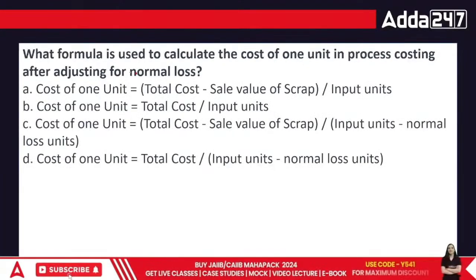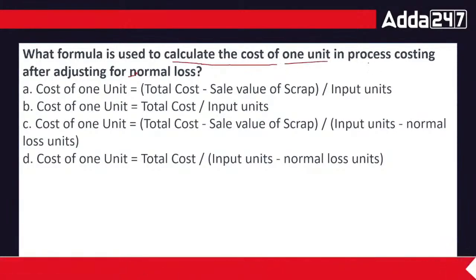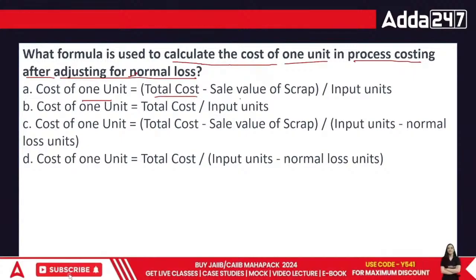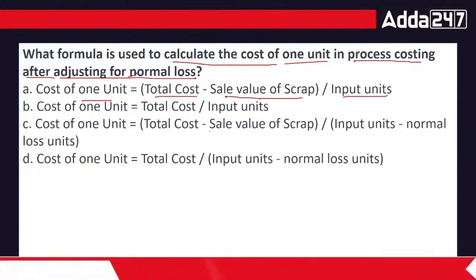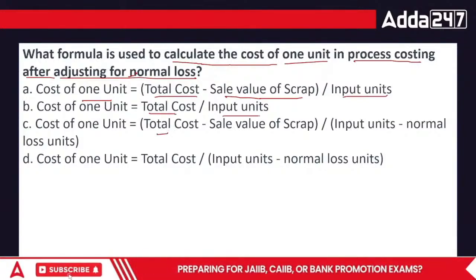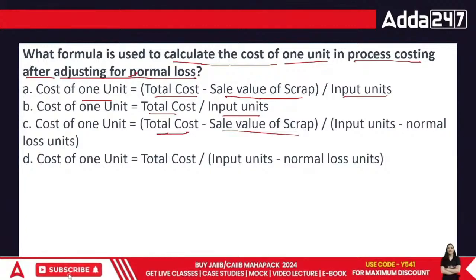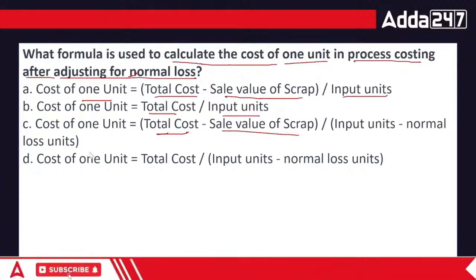What is the formula used to calculate the cost of one unit in a production process after adjusting the normal cost? Cost of one unit is equal to total sales minus sales value of the scrap divided by the inputs, or total cost divided by input units, or total cost minus sale divided by input minus normal cost, or the last one. The correct answer in this question is C, everyone.